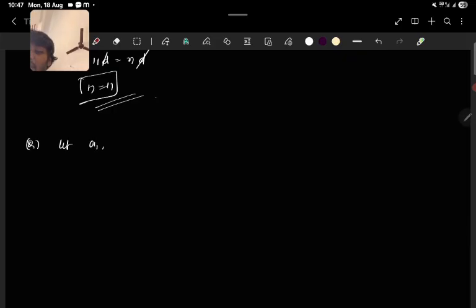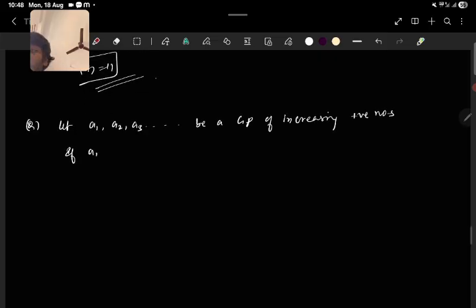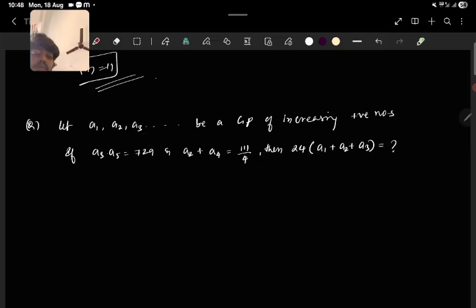Let a1, a2, a3 and so on be a GP of increasing positive numbers. If a3 into a5 is equal to 729 and a2 plus a4 is equal to 111 by 4, then 24 times (a1 plus a2 plus a3) is equal to how much? They are asking this.